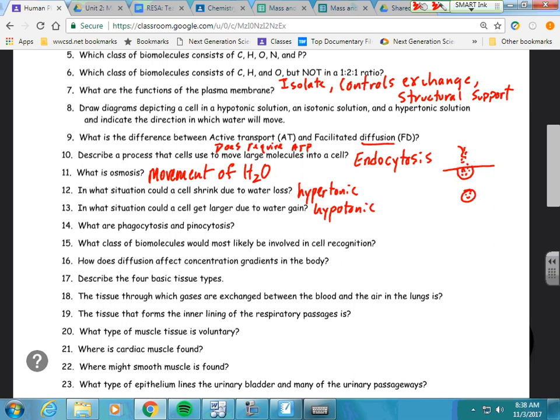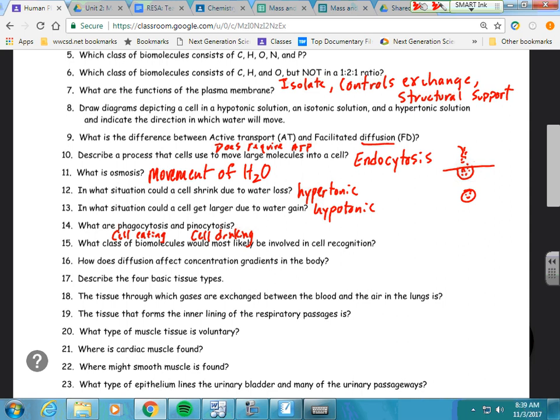Phagocytosis and pinocytosis. This is like cell eating, so it's bringing in solid materials, and pinocytosis is when it's bringing in a large bulk amount of fluids, cell drinking. All right, what class of biomolecules would most likely be involved in cell recognition?